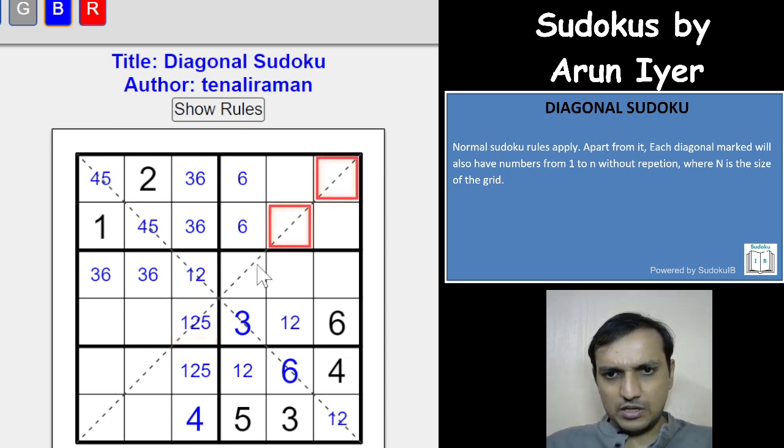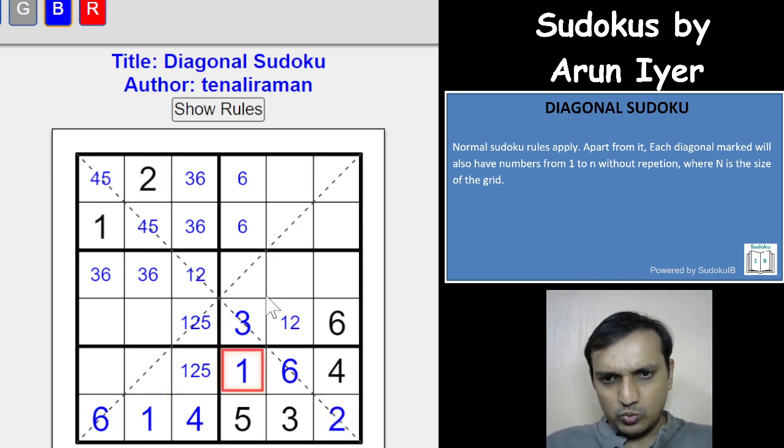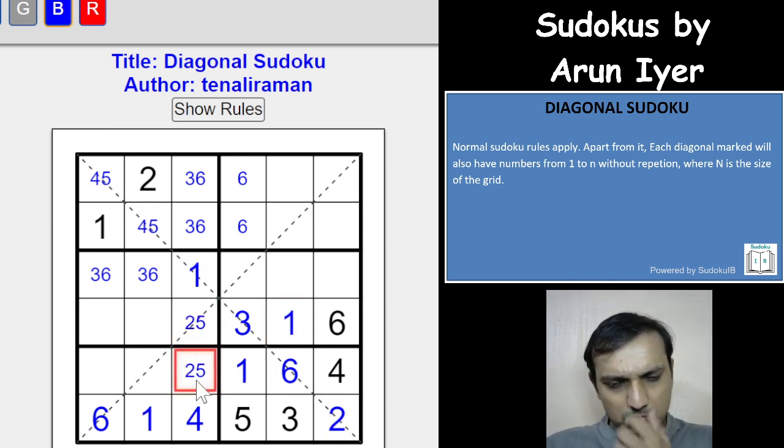Okay, 6 cannot be here, cannot be here, cannot be here. 6 would have to be in this cell in the diagonal, which means whatever you have here would have to be here, 1 and 2. And this is a 2, so this cell would have to be a 1. This is 2, 1. Sorry. Okay. This cell is a 1 now.